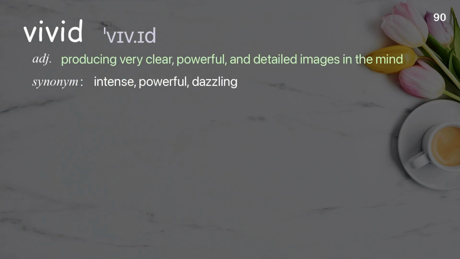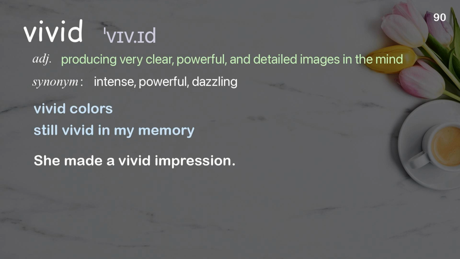Vivid. Producing very clear, powerful, and detailed images in the mind. Examples: Vivid colors. Still vivid in my memory. She made a vivid impression.